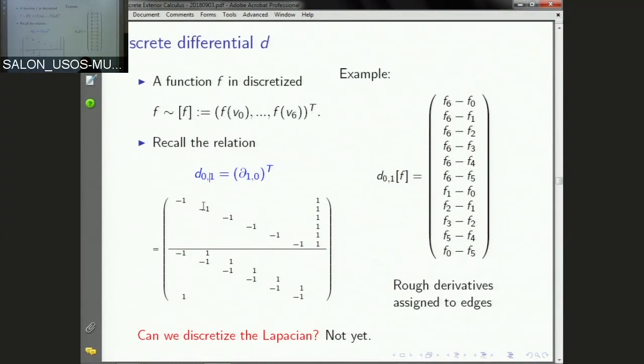If we apply this matrix, or you multiply this matrix by the column vector of f, you get this answer of differences. So what are those differences? Let me tell you, they are very rough approximations, derivatives of the function along the edges. So each one of these entries is a value associated to an edge. Okay? They represent very rough derivatives. Now the question is, can we now write the Laplacian? No, not yet. We need the Hodge star.